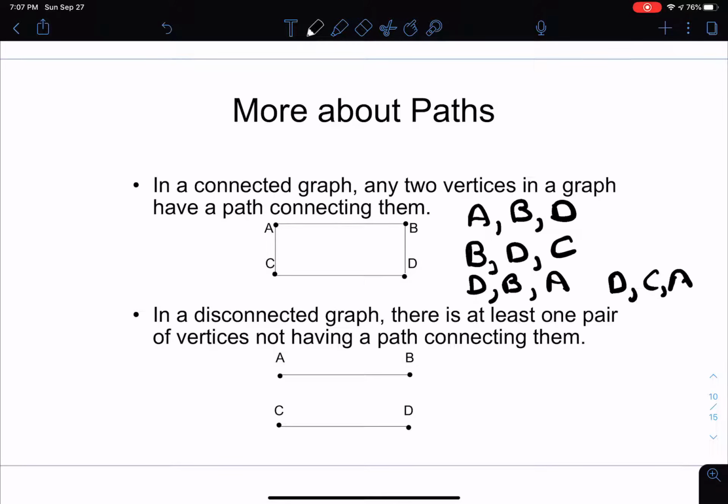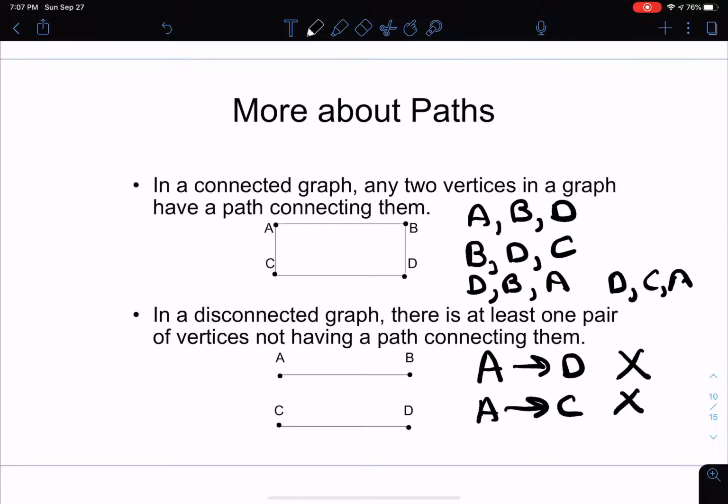In a disconnected graph, there's at least one pair of vertices not having a path connecting them. Like, there is no way to get from A to D. There's also no way to get from A to C in this graph, or from B to C, or from B to D. So although you have some pieces that are connected, like A to B is connected, and C and D, there are other pieces that are not connected. So that's a disconnected graph.